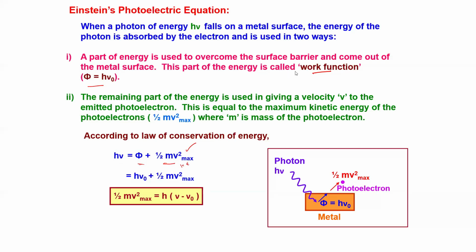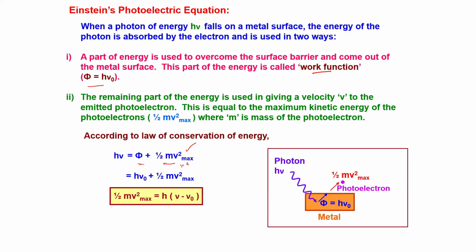So now we can rearrange the equation and write the final expression for Einstein's equation. When we rearrange this, we get half m v square maximum is equal to h times nu minus nu naught.